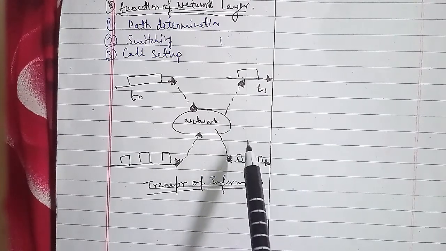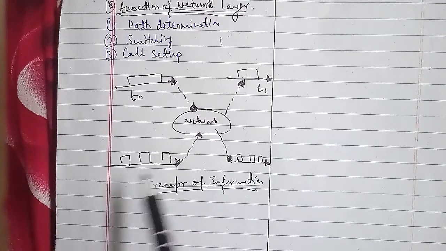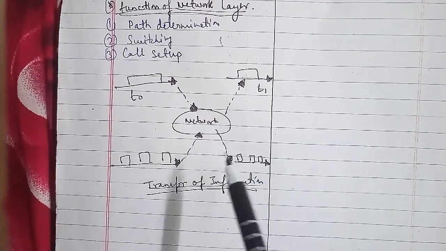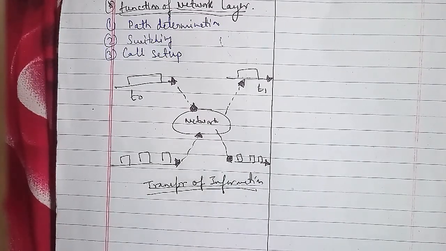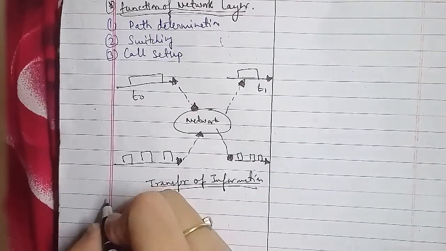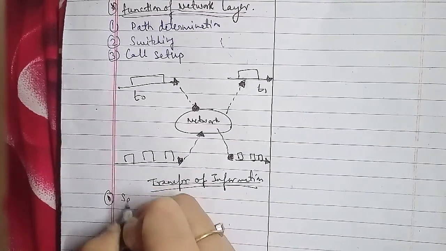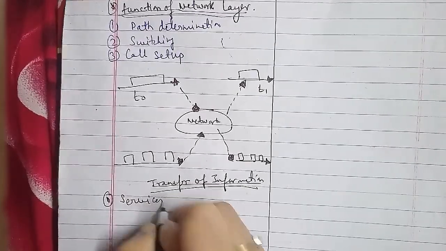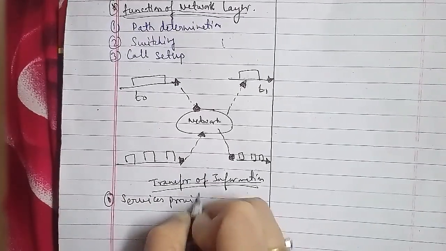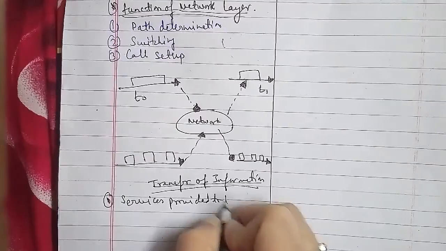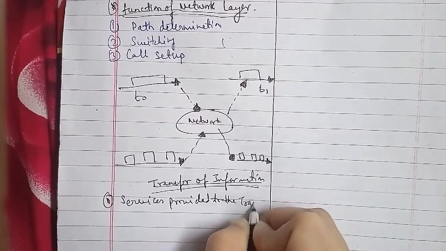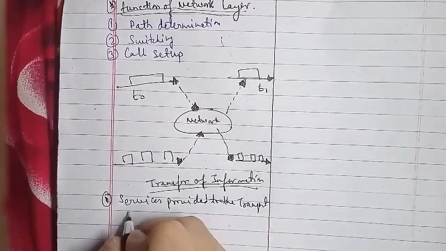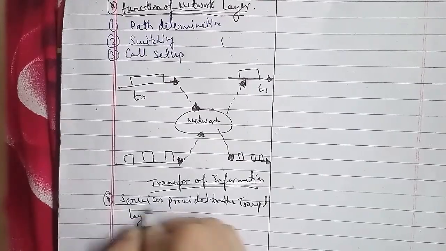The services provided through the transport layer here. The network layer provides the services to the transport layer at the network layer transport layer interface. With the same, the network layer must fulfill the following requirements.